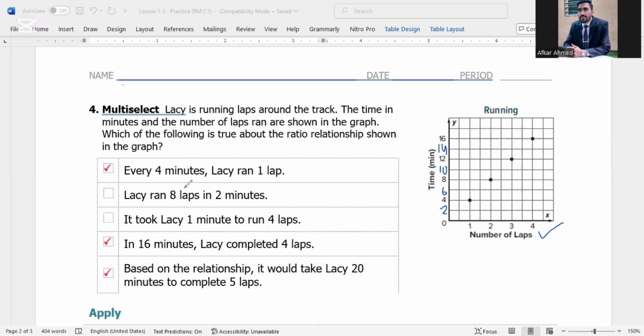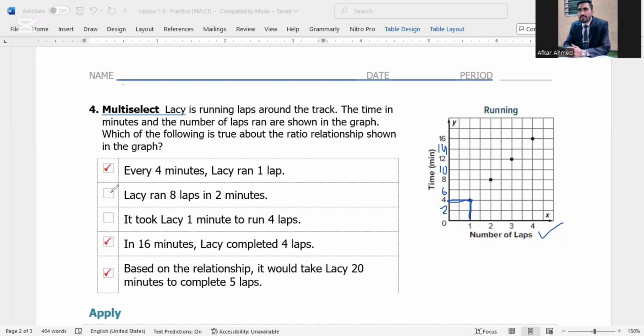Now look at this: every 4 minutes, one lap. So we will use this one. That is, for one lap, how much time do you require? Four. You require 4 minutes to complete one lap. So this one is correct because this is a correct statement. As for he ran 8 laps in 2 minutes, if we look at the 2 minutes, we don't have the 2 minutes. In 2 minutes, there is no graph here. There is no point here.